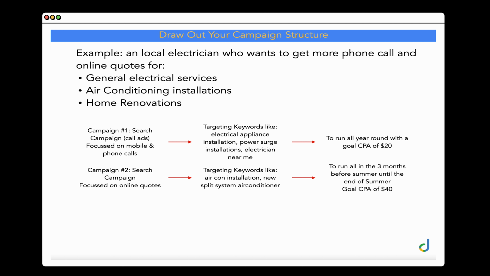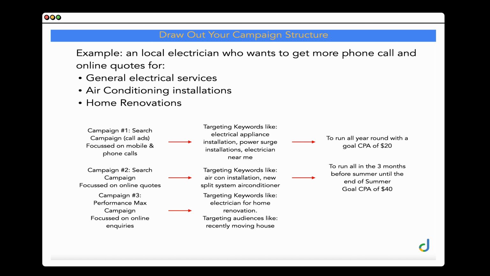And then as our campaign matures more, we may want to then be able to go down to home renovations. So we wouldn't start this one at the start. We'd start with general electrical services because it's all year round. Hopefully by the time summer comes around, we've got enough extra budget to focus on these air conditioning installations. And then as we grow our business more and more, that's when we can then look to target a Performance Max campaign, as long as we've got 30 conversions in 30 days. And that's where we can target some high traffic keywords like electrician for home renovation, and it's targeting some different audiences. And that one, we can run it all year round. Now, we would have a higher cost per acquisition goal, because if we get those conversions, they're going to be much more valuable to our business.